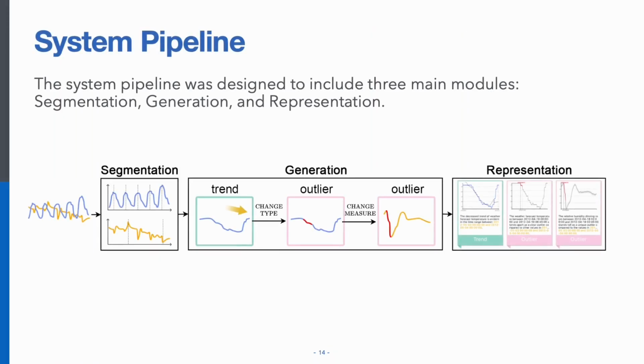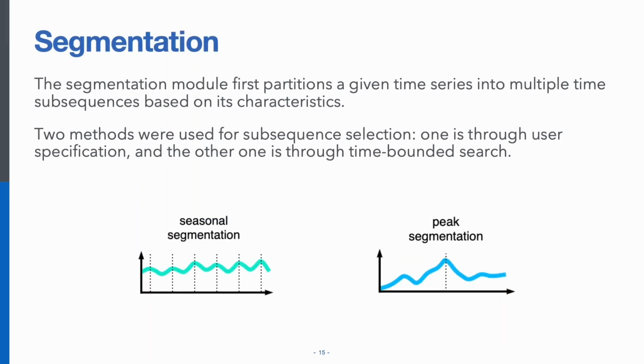Based on the formulation and the design requirements, the pipeline of our system was designed to include three main modules: segmentation, generation, and representation. The segmentation module first partitions a given time series into multiple time subsequences based on its characteristics. Such time subsequences serve as the basic units for extracting insights. The module then selects a specific time subsequence and extracts its corresponding insight to form an initial EVA sequence as the starting point for the generation.